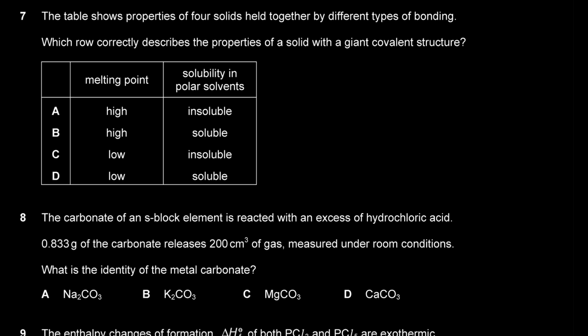The table shows properties of 4 solids held together by different types of bonding. Which row correctly describes the properties of a solid with a giant covalent structure? So something that has a giant covalent structure will have a very high melting point, and it's going to be insoluble in polar solvents. An example of a polar solvent would be H2O, for example. So you think about things like diamond, or silicon dioxide, that's sand. They are insoluble in polar solvents such as water. So the answer is A.